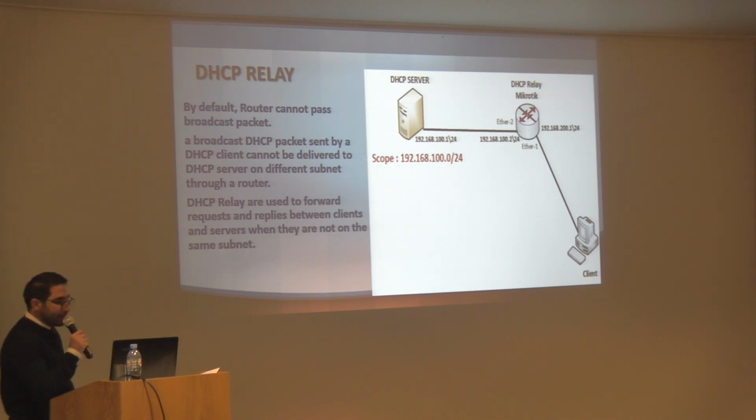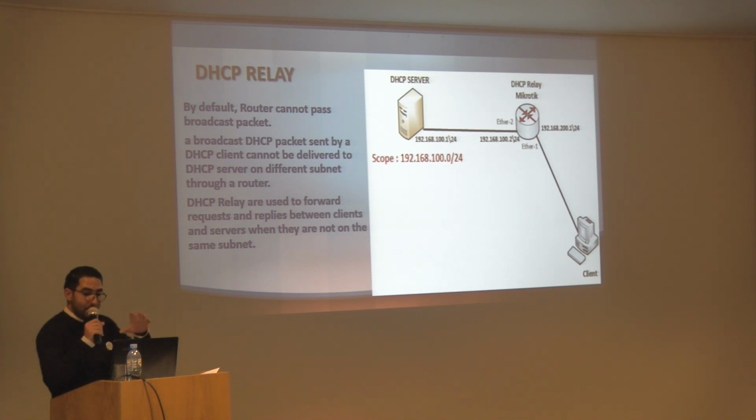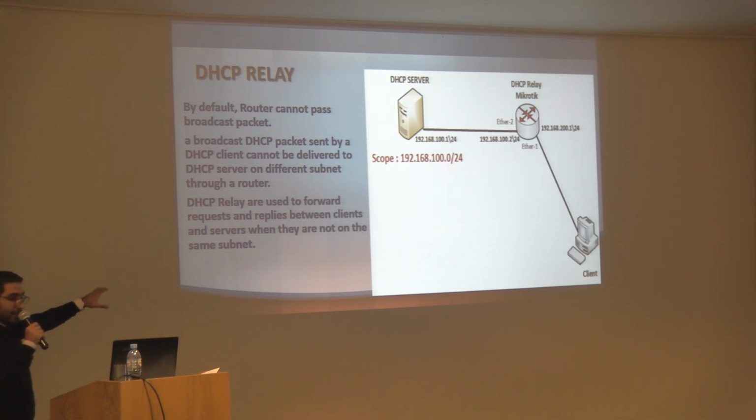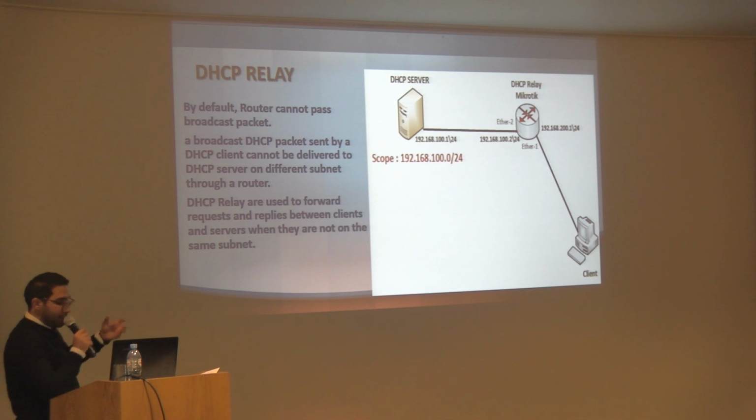after implementing DHCP relay on a MikroTik router, the DHCP client first sends a broadcast message to the DHCP relay, and the DHCP relay sends a message to the DHCP server. As a result, the DHCP client can obtain new network parameters from the DHCP server without problem.